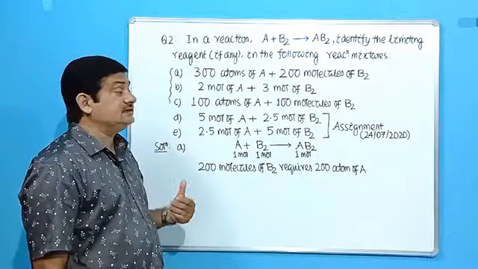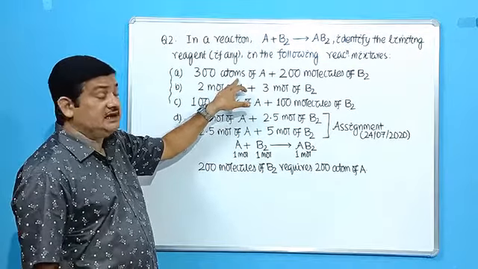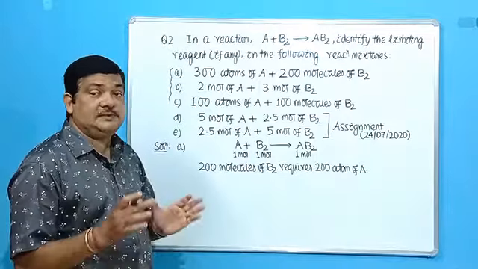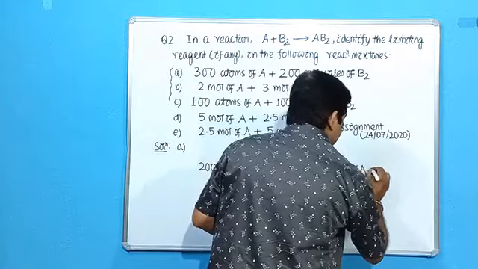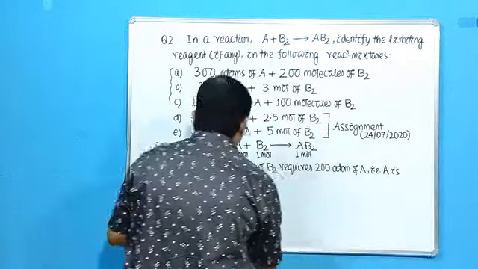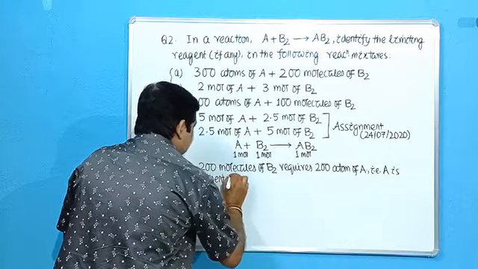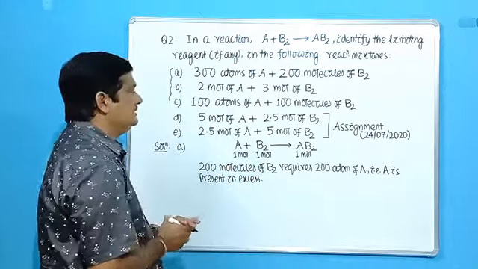That means which is present in excess? Na A, it was required that 200 atoms should have been present as per the balanced chemical equation. But how many atoms are present? The 300. That means A is present in excess. So we will write that A is present in excess. That means A cannot be the limiting reagent.